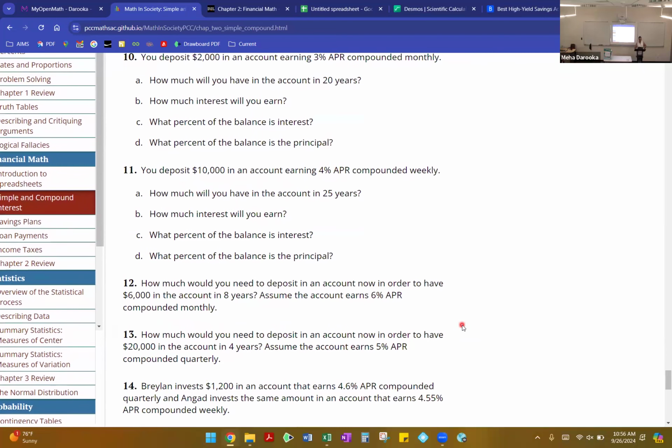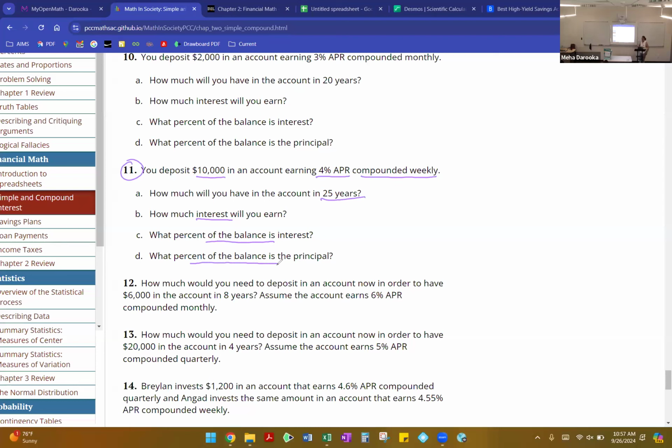Sure, why not? Let's do number 11. Or actually, you do number 11, and then we'll talk about the answers. Number 11 is talking about a $10,000 deposit in an account earning 4% APR compounded weekly. How much will you have in the account in 25 years? The other questions are, how much interest will you earn? What percent of the balance is the interest? And the last question asks what percent of the balance is the principal?